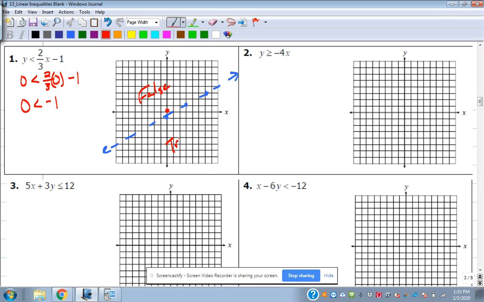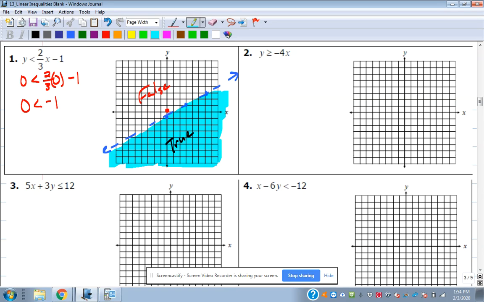And if that side is false, the other side's got to be true, right? So you shade the true side. So your shading is going to go on this side. Always shade the true side. That test point just needs to be on one side of the line or the other. I picked 0, 0 because it's easy to plug in. Technically, you could pick one of these points way up here if you wanted to plug one of those in. But we always try to make it easier on ourselves, right? Pick the easy numbers.